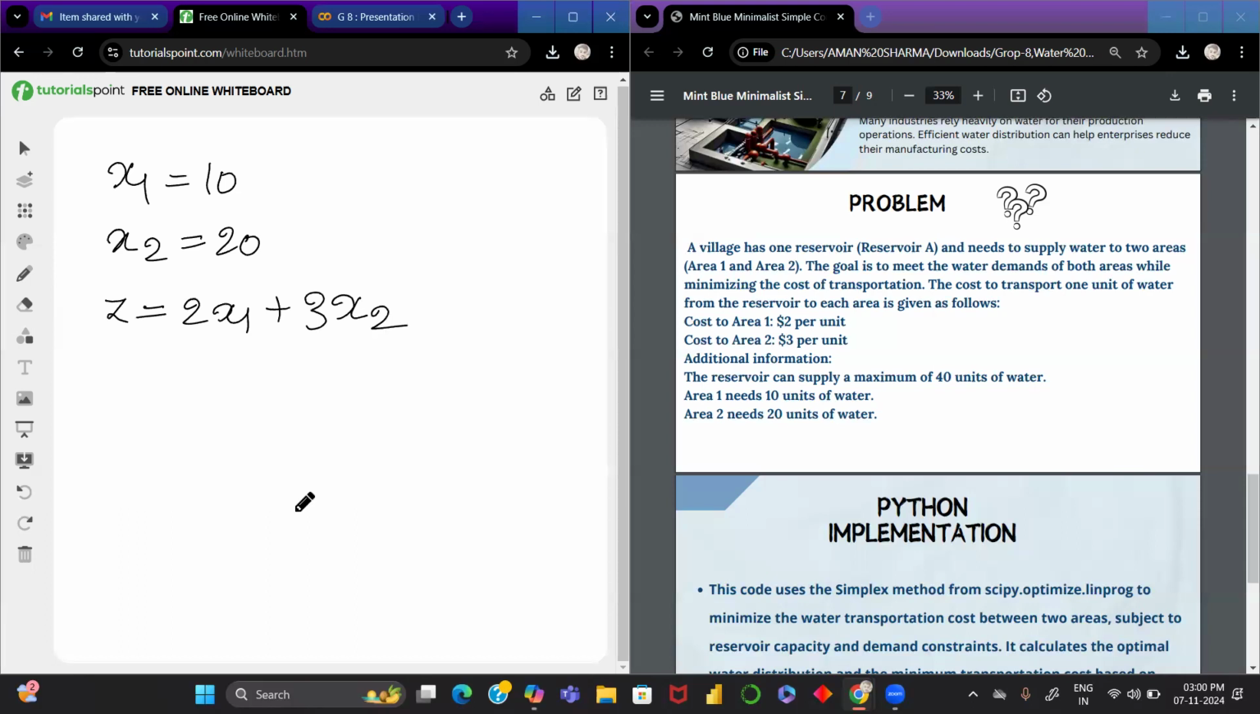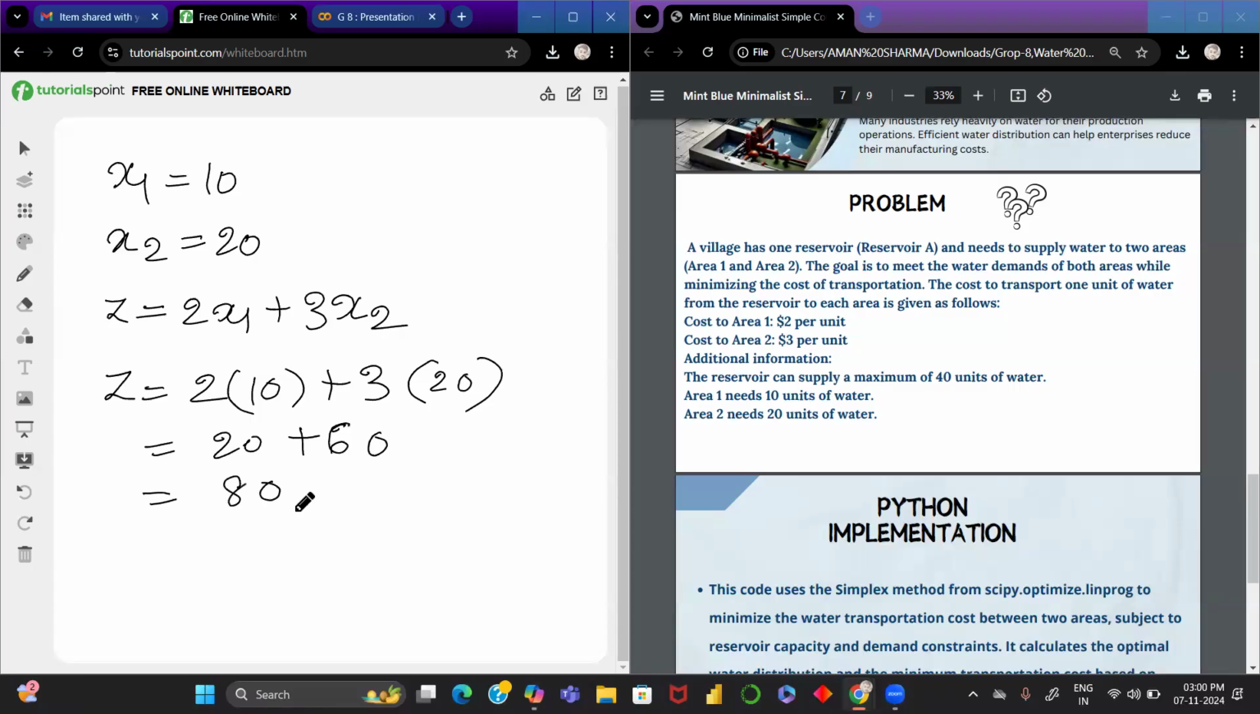The main equation was Z is equal to 2x1 plus 3x2. To minimize this equation, we have found the x1 value and x2 value. So we'll substitute into this equation, that is Z is equal to 2 into 10 plus 3 into 20. That is 80. This is the minimum transportation cost for this equation. Over to Sweta.